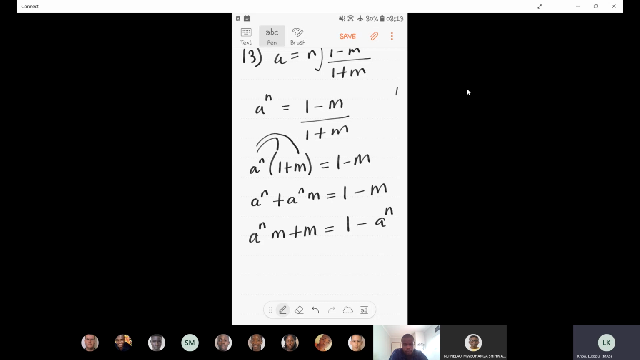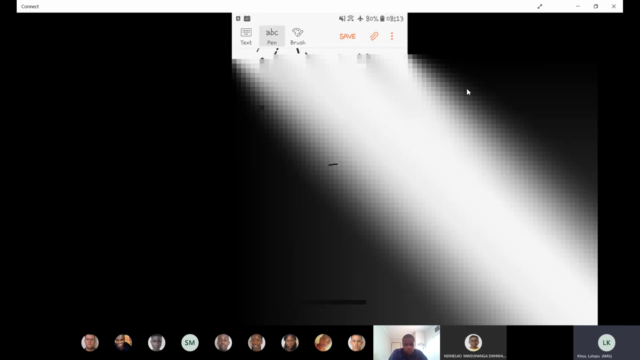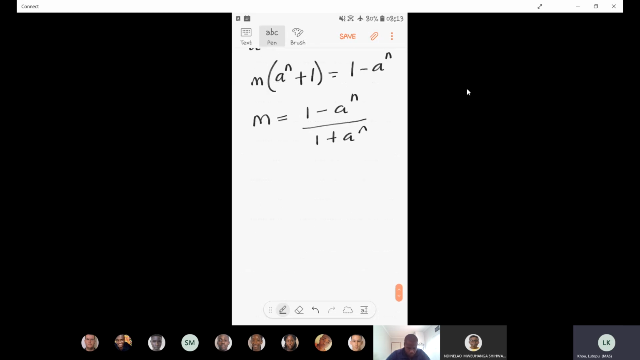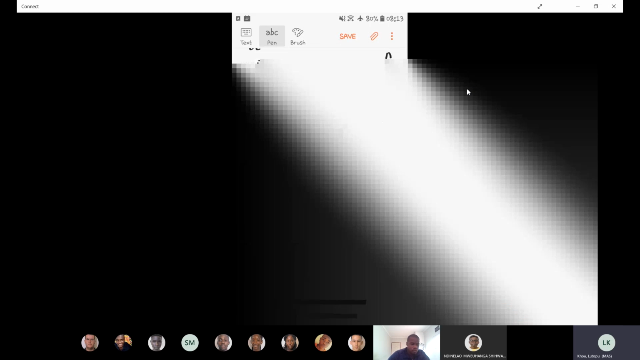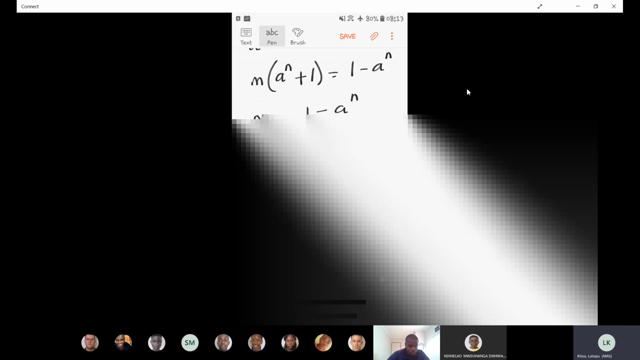And then you factorize m out. You have m times a to the power of n plus 1. This is 1 minus a to the power of n. So here again, I will just rewrite it as 1 plus a to the power of n, just for that symmetric look. Not that it's any different than a to the power of n plus 1, because addition is commutative. The order you add them in doesn't actually matter.